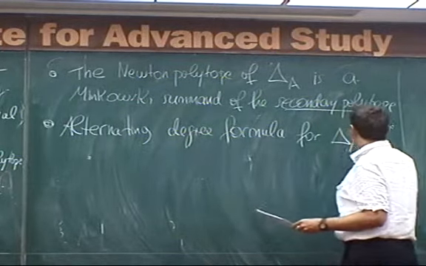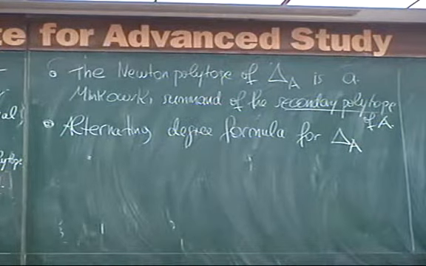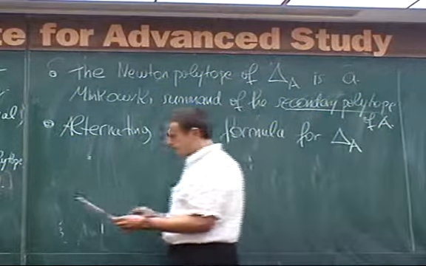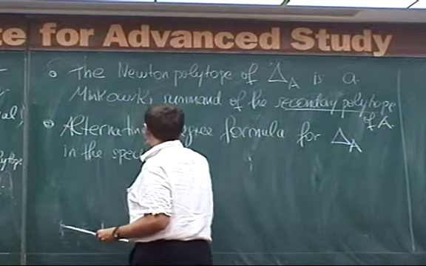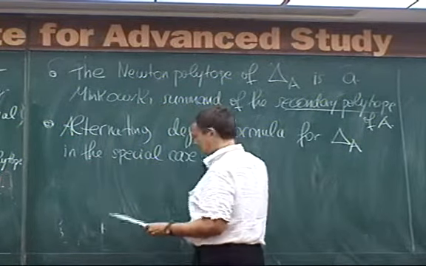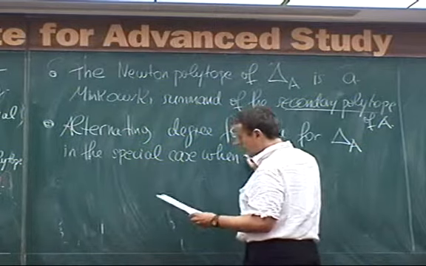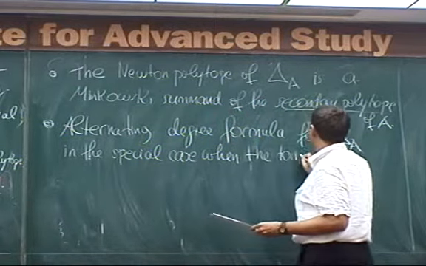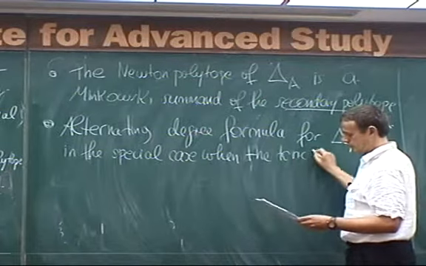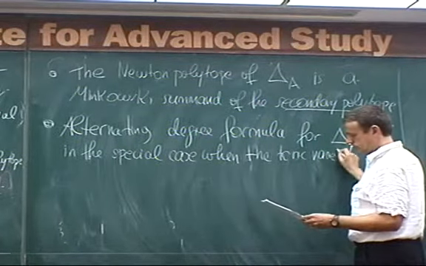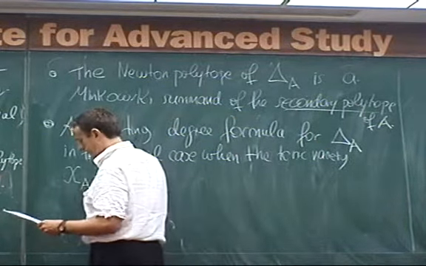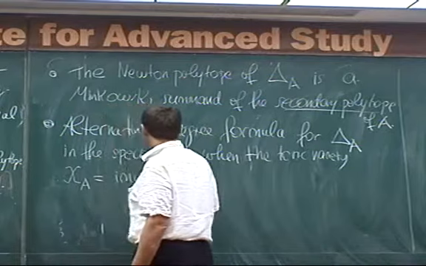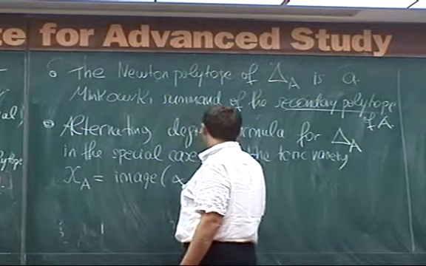So really you would like to know the degree of this discriminant, right? And they give a formula, but under a very special hypothesis. So in the special case when the associated toric variety, the toric variety associated with the matrix XA, by which I mean the image of the monomial map given by the matrix.